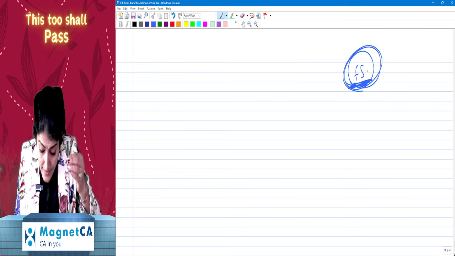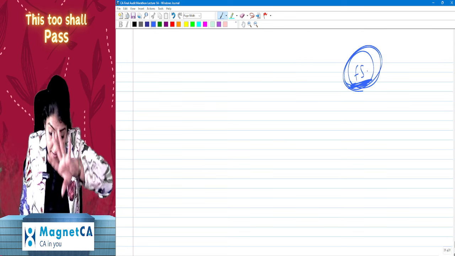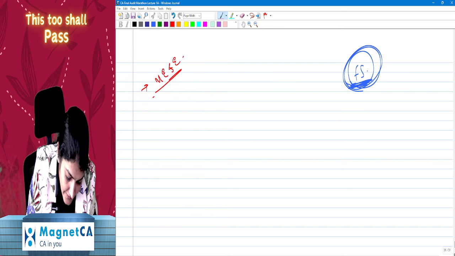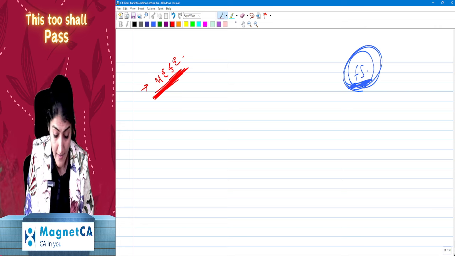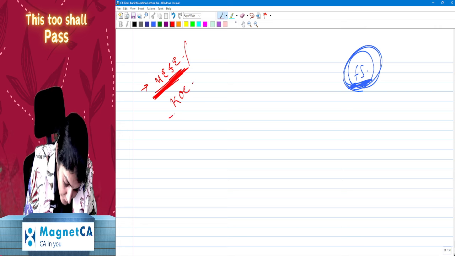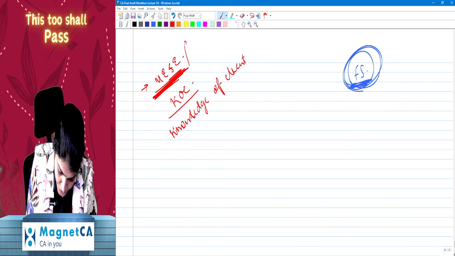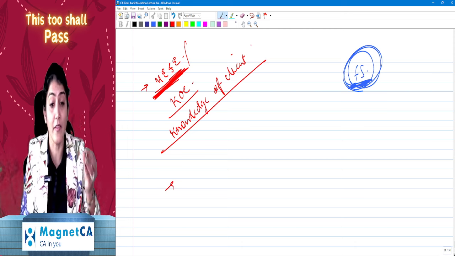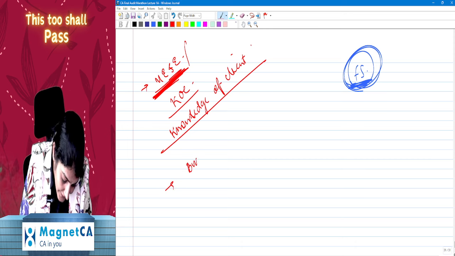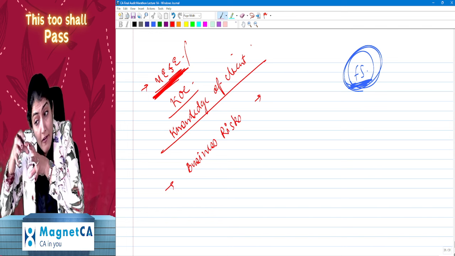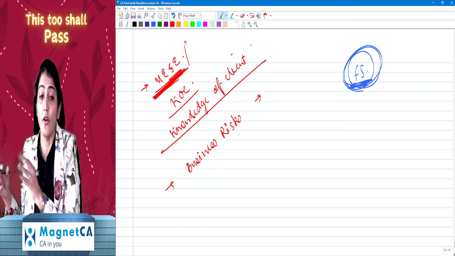So as a starting point, understand the journey. We understand the entity and its environment. That means we do the KOC. What is KOC? Knowledge of the client's business. We obtain that knowledge. From that knowledge of the client's business, we identify the business risk. What is the business risk? Anything which will adversely affect the achievement of entity objectives.